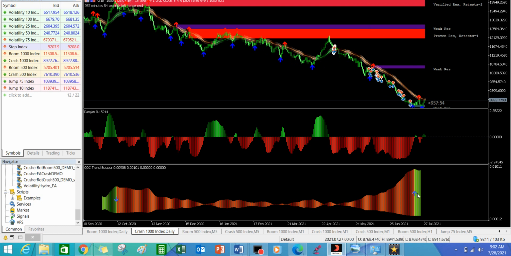But right now it is turning from downtrend to uptrend. So this might go for long. This will definitely go for long. And at this period, let's check out what we have for today.